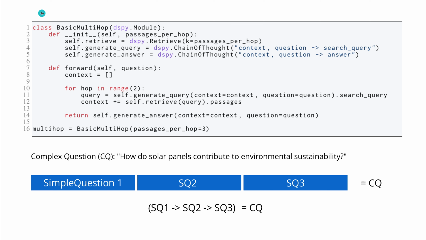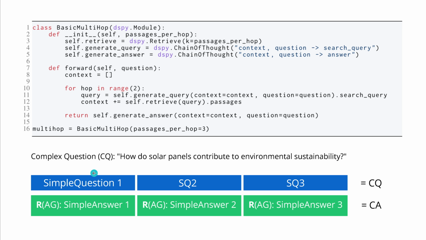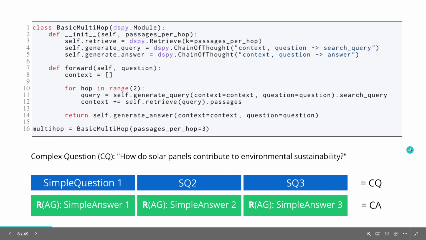Now, the idea of a multi-hop program is simple. We take this complex question and we divide it in simple question 1, 2, and 3. This is now here our complex question. Now, you know that for the simple question 1, we go to our any RAG system and we go for the retrieval. And we retrieve a simple answer for the simple question 1, simple answer 2 for the simple question 2, and a simple answer 3 for the simple question 3.